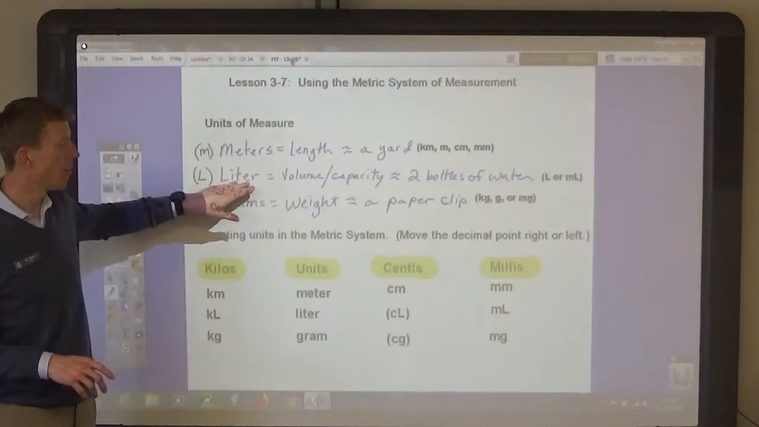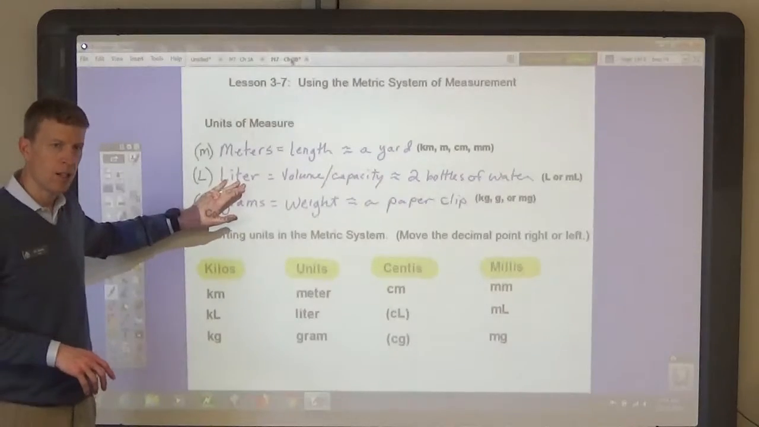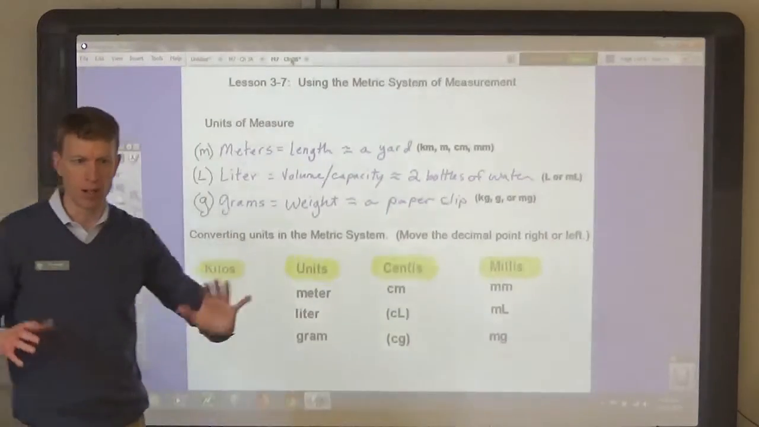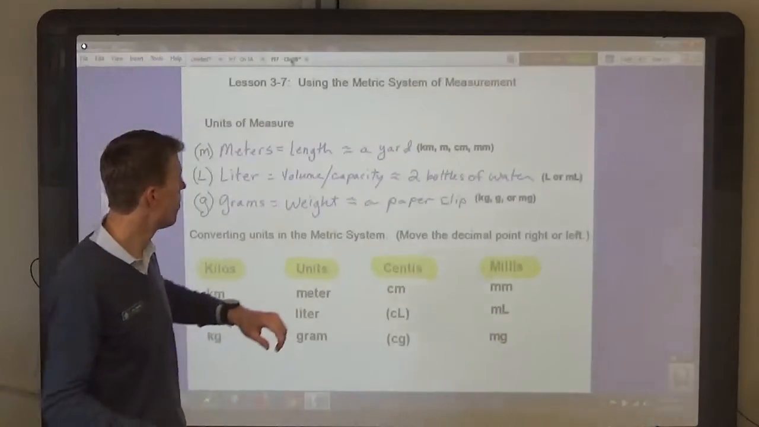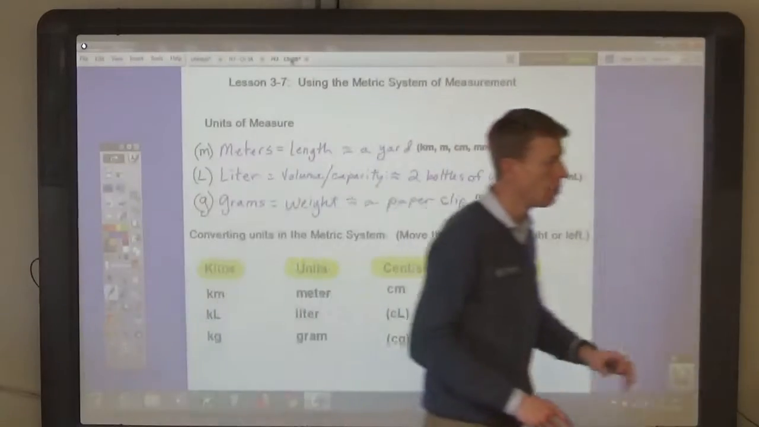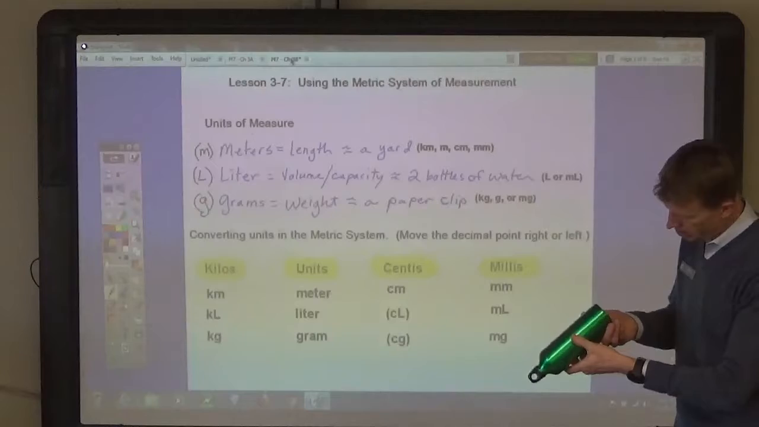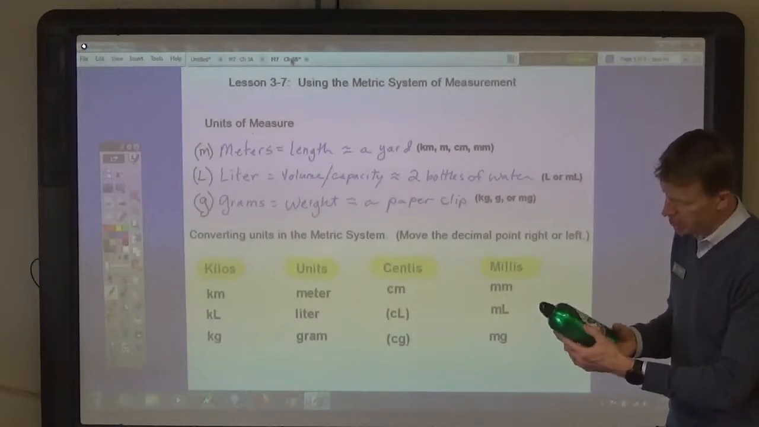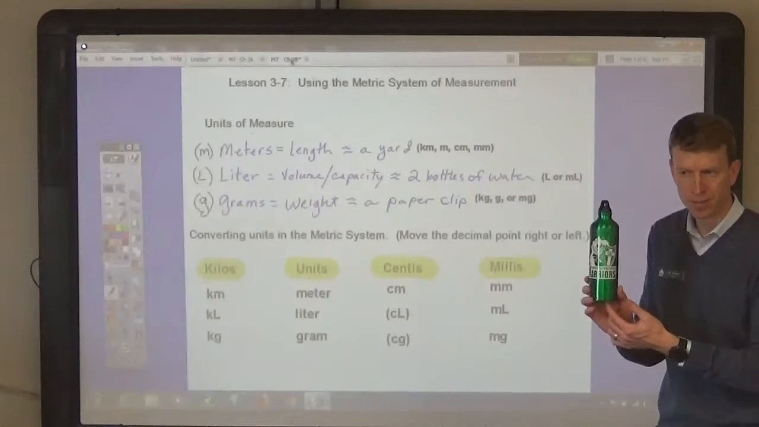If you were measuring the capacity of something, you would use liters, like the amount of water in a fish tank. You use liters. 1 liter is about 2 bottles of water. Okay? This water, I see it on here. It's about a liter, maybe a little less than a liter. Okay?